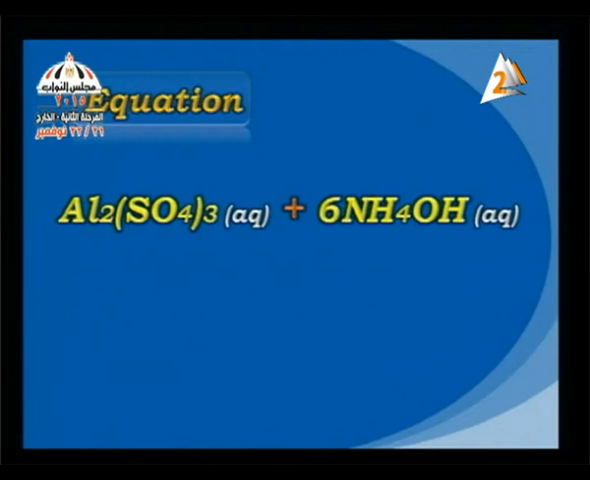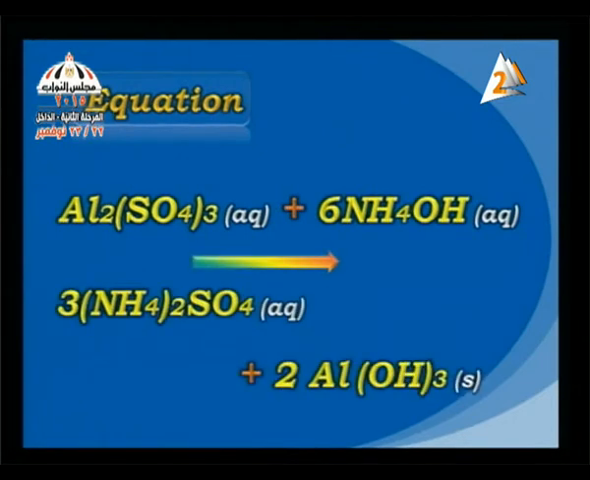Al2(SO4)3 aqueous solution, in the presence of NH4OH, ammonium hydroxide aqueous solution. No, this equation is not right. You must say 6 molecules of ammonium hydroxide. My dear colleague, what is the result now? We have 3(NH4)2SO4 in aqueous solution, which means ammonium sulfate, plus 2Al(OH)3. What is this? This is aluminum hydroxide. It's good to say that.